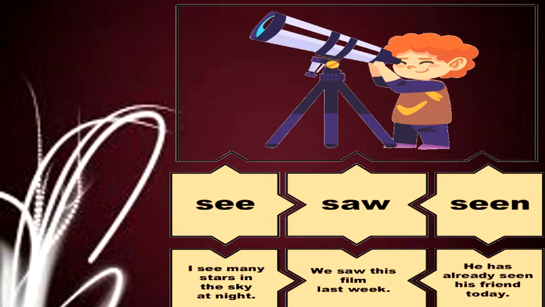The third form of the verb see is seen. He has already seen his friend today. Children, this is a sentence in present perfect tense. Okay? So the three forms of the verb see are see, saw, S-A-W, saw, S-E-E-N, seen. Let us have next.